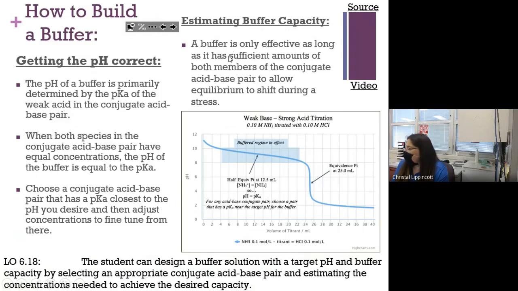A buffer is only effective as long as you have both acid and conjugate base available. Once you run out of one of them, you've run out of your buffer capacity, and then your pH will start to take off from there. So this is your buffered region here. You're buffering, buffering, buffering. Oh, we ran out of it. Our pH goes way down. Okay.